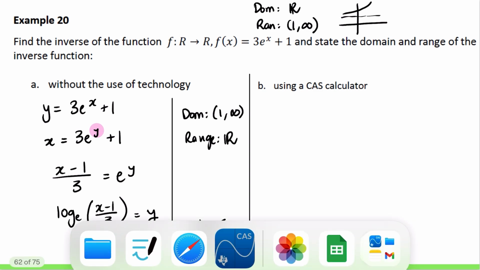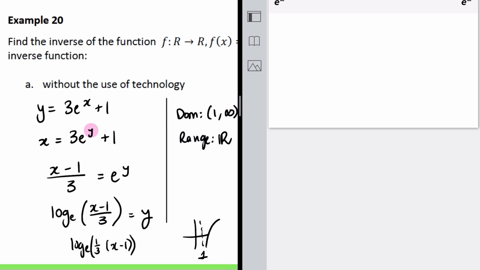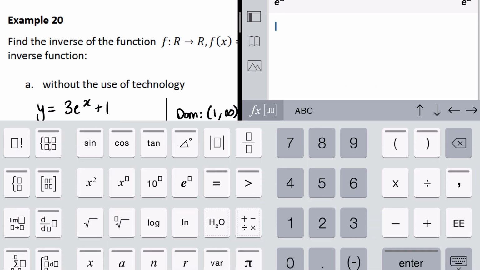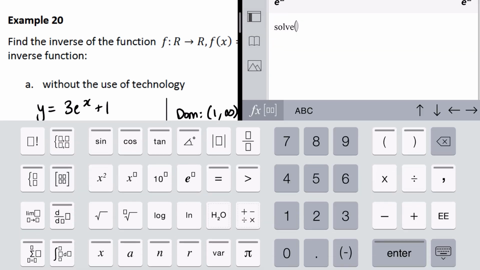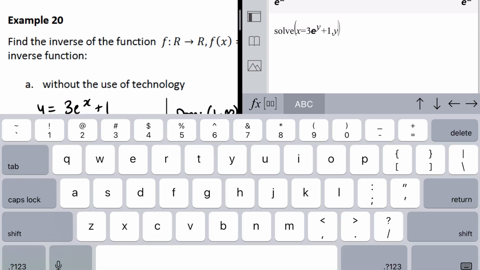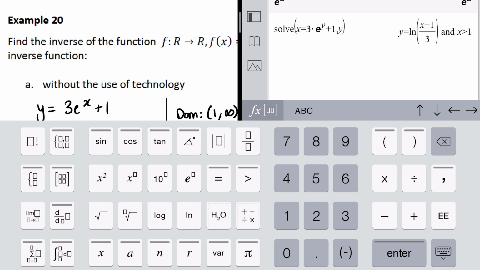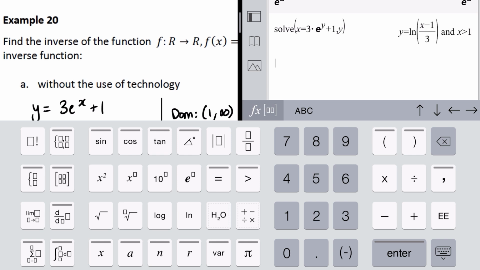Now, to practice this on the CAS calculator, we're going to use this concept of needing to swap and solve for y. So first thing I'm going to do is put in my solve function. And then I'm going to type in my function, but I'm going to have swapped the x and y, and then I'm going to ask the calculator to solve it for me. So that'll be x is equal to 3 e to the power of y, and then the plus 1 is on the side, comma, and we're trying to solve for y. When I press enter, it actually gives me the exact same function, which is nice. A lot of the time it doesn't.